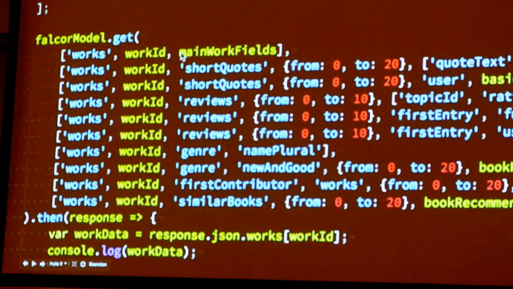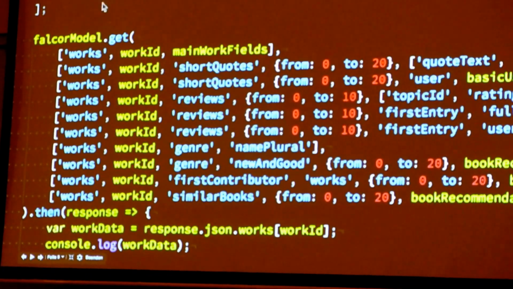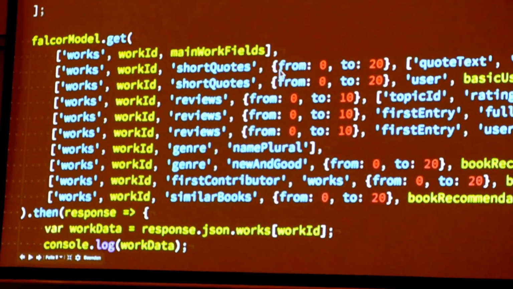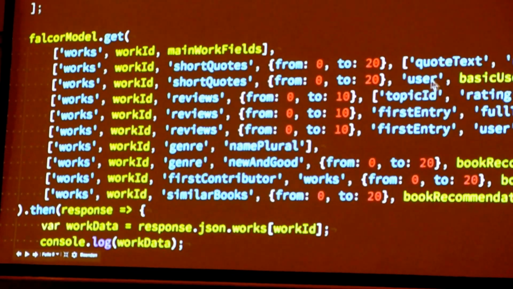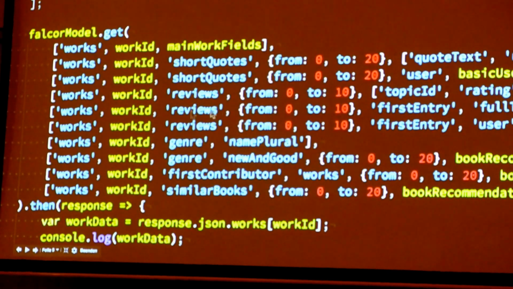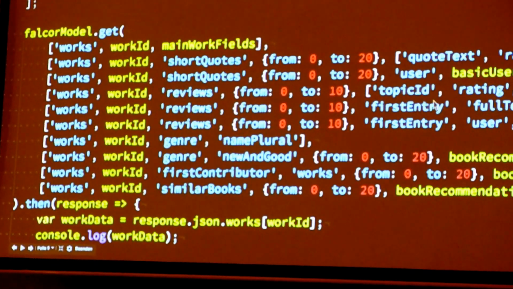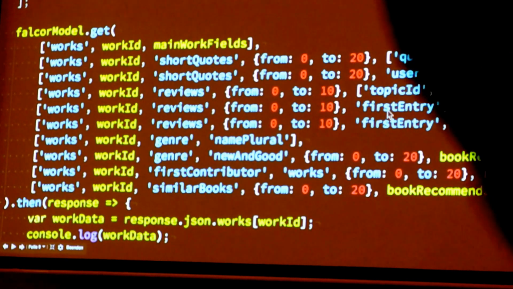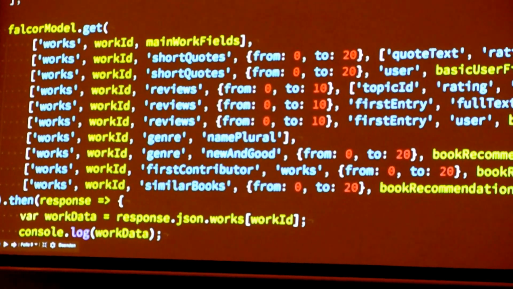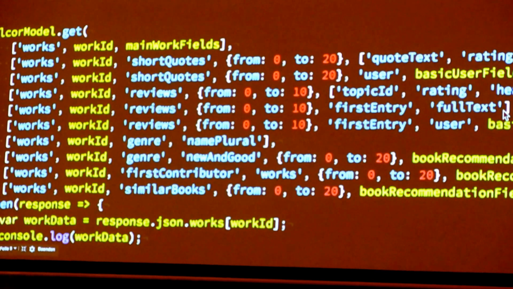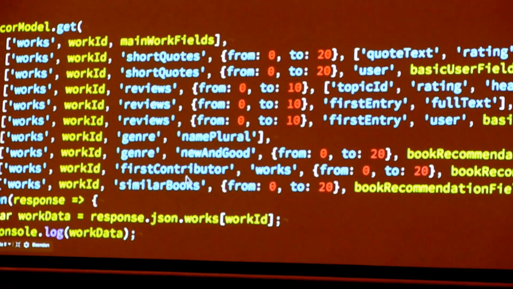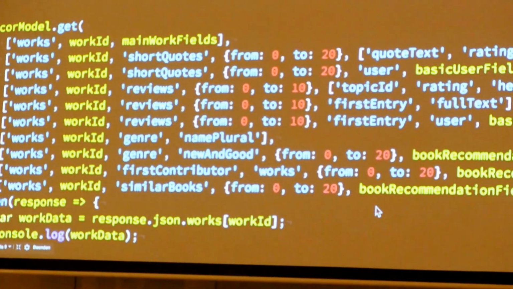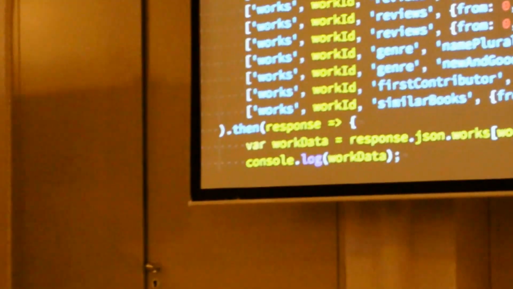data for works. So I asked for the main work fields, which are here, and I asked for short quotes within some range, and for some fields from the short quotes, and some fields from the user who wrote the short quotes, and then I asked for reviews, and for each review some data, and for each review I want the first entry, and I want the full text of it, and the user who wrote it, and I want to know the genre, and I want some suggestions from the genre, and I want more books from the same author, and so on and so forth. And so this is the big request that I sent to Falcor.